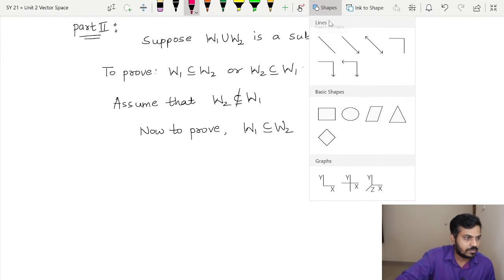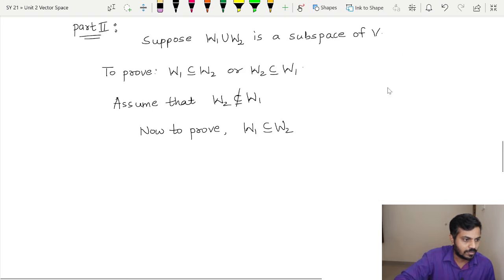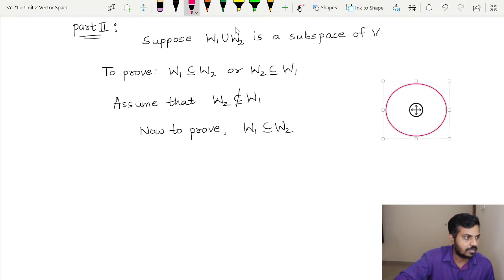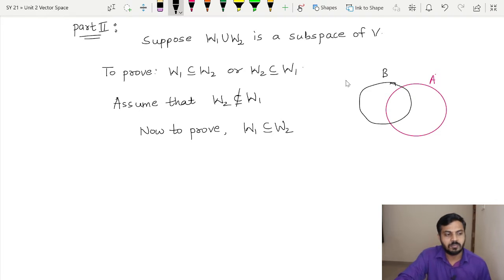Now, what do you mean by A is a subset of B? That we will try to understand, which I am going to explain by drawing a Venn diagram. So suppose, let us say, this is our set A, and suppose this is my set B, using a black color pen.